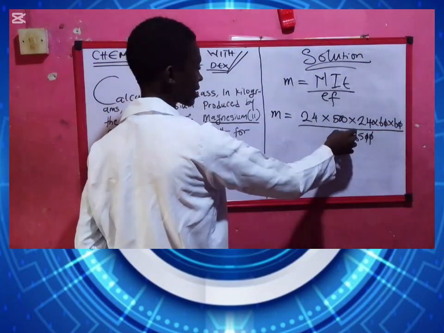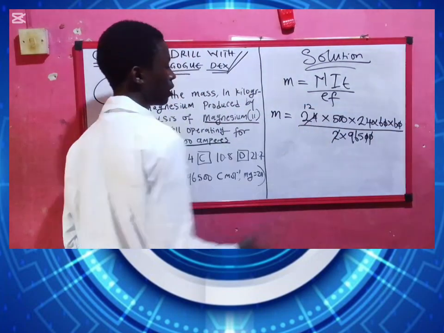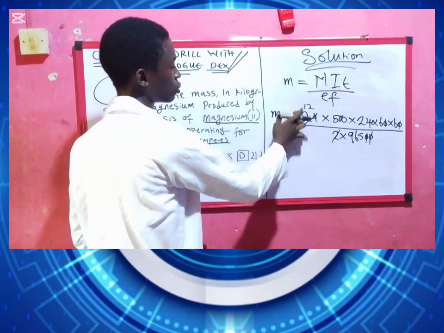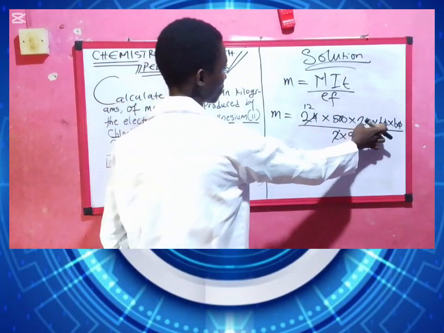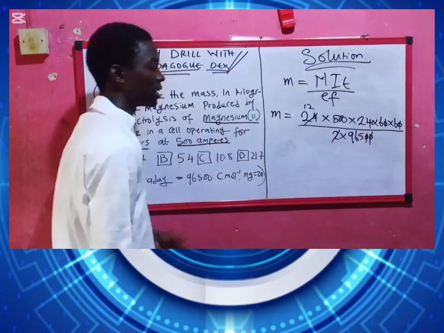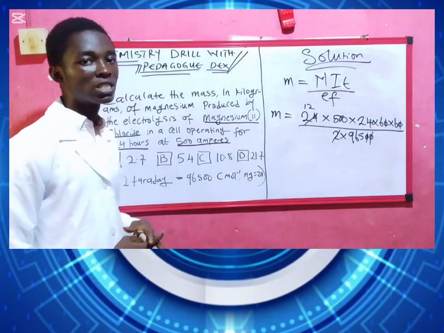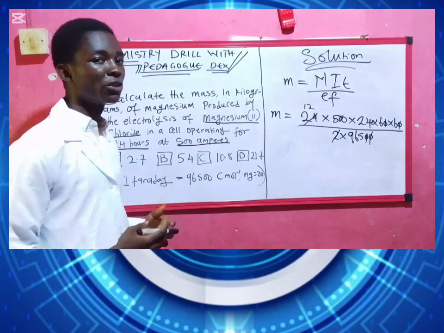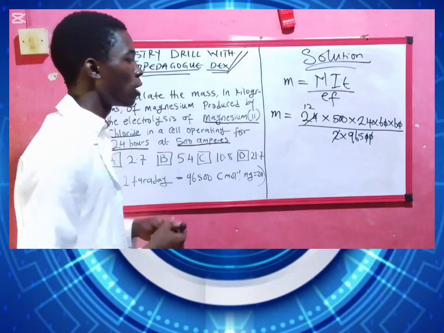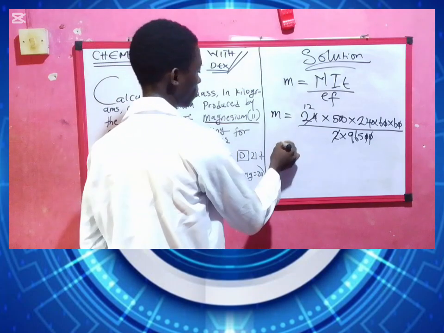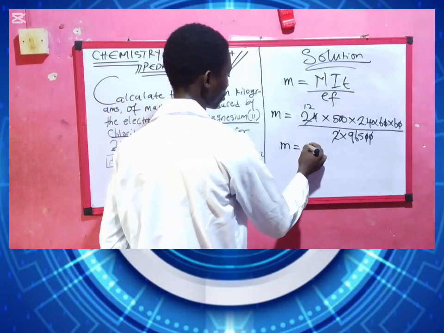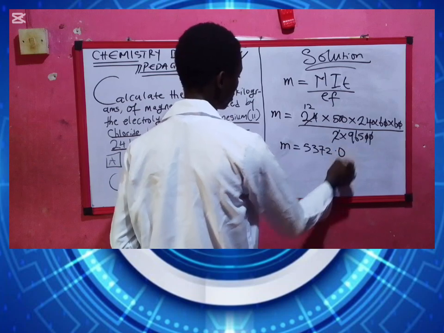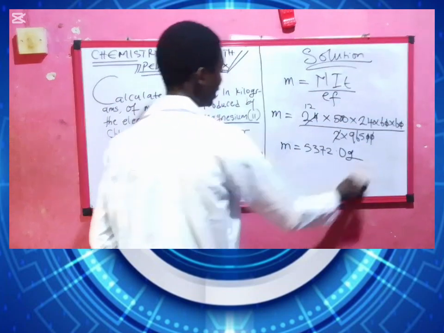This 2 here, I can strike out and get 12. So instead of punching the whole thing earlier, I will now end up punching 12 times 500 times 24 times 6 times 6 divided by 965. And once you do that, you are expected to get 5,372.0. So mass is equal to 5,372.0. This is our answer in grams.